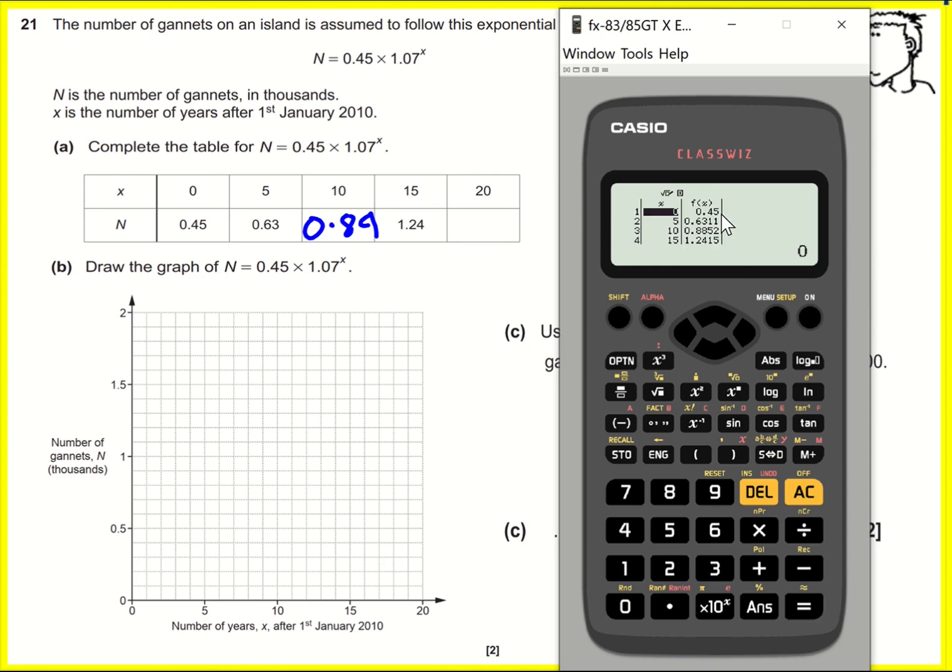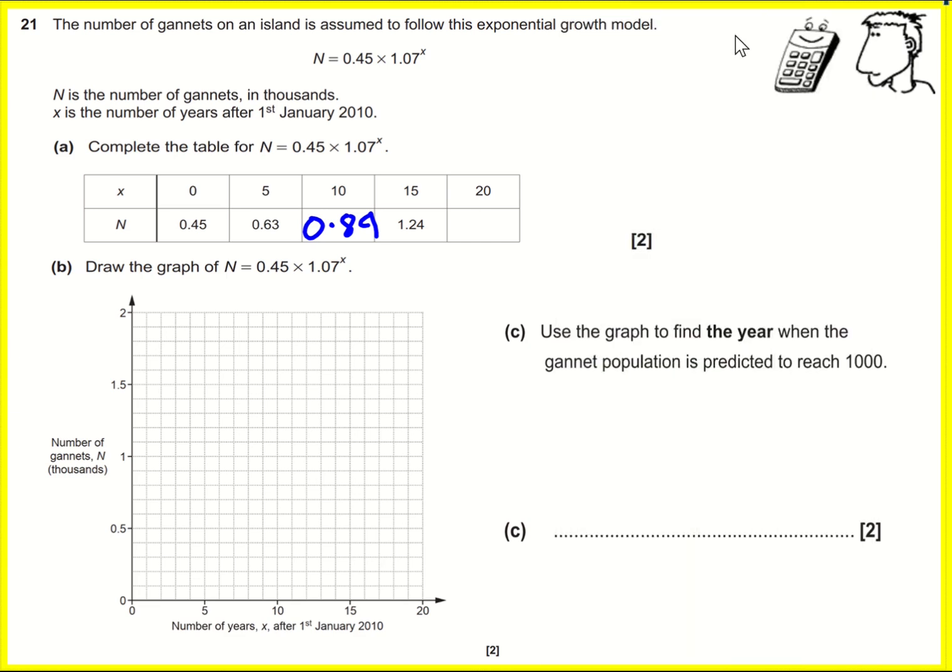Okay, and then I get it in a similar way: 0.45, 0.63, all the ones I had before, but I also get the 20, 1.74. So just two different ways you can do this question. And that's our table completed.